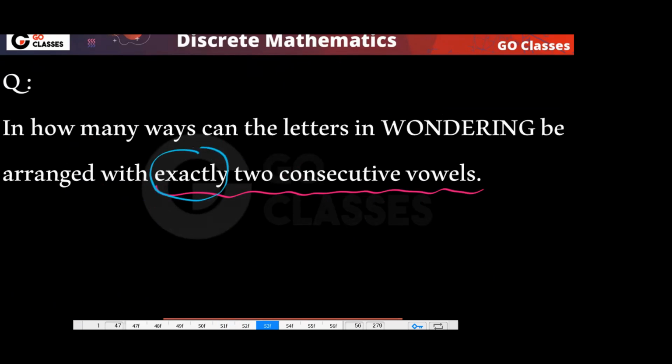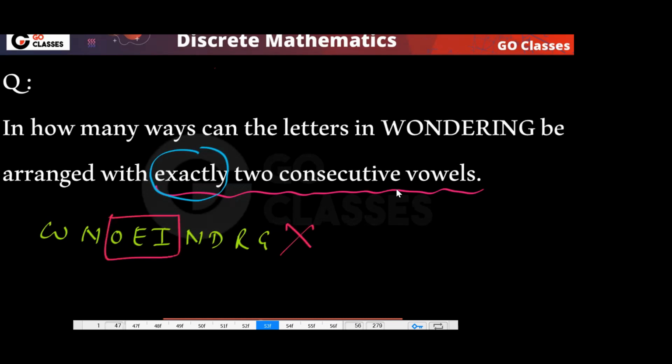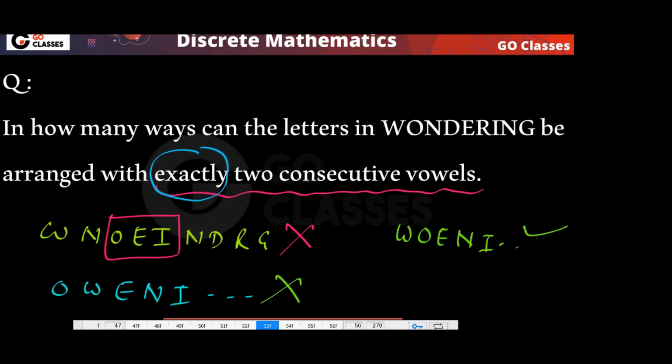So tell me, is this answer correct? Can I do this? No, I cannot do this, because you should have exactly 2 consecutive vowels. Can I do this? This is also not possible, because you must have exactly 2 consecutive vowels. For example, you can have it like this. This is fine. So this is the question.